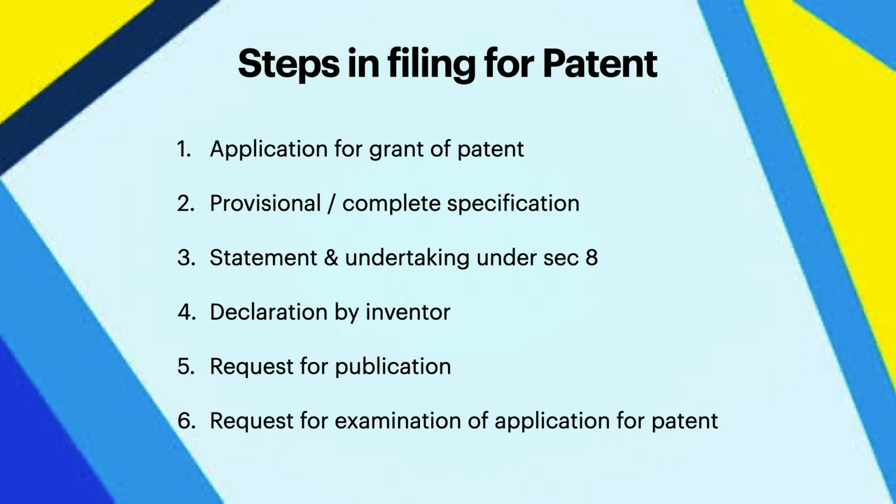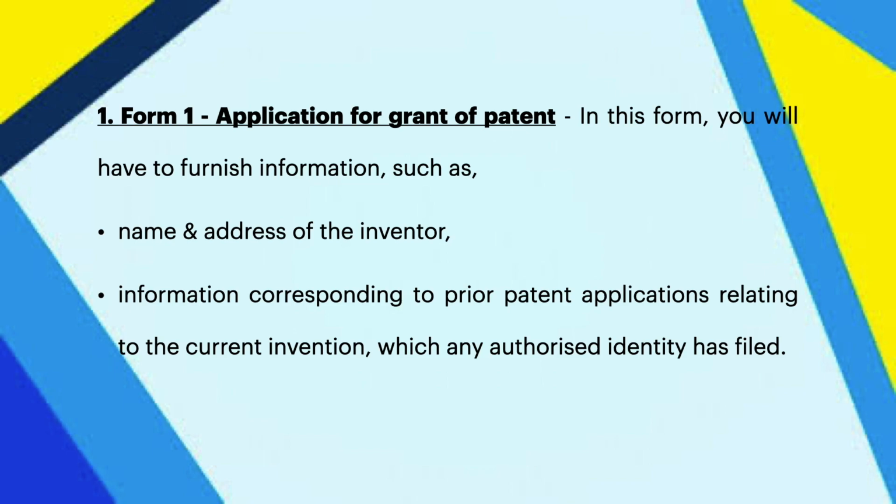First, you apply for it. The first step is application for grant of patent, and then provisional or complete specification. Number 3, statement and undertaking under section 8. Number 4, declaration by inventor. Number 5, request for publication. Number 6, request for examination of application for patent. Let's look at each one.